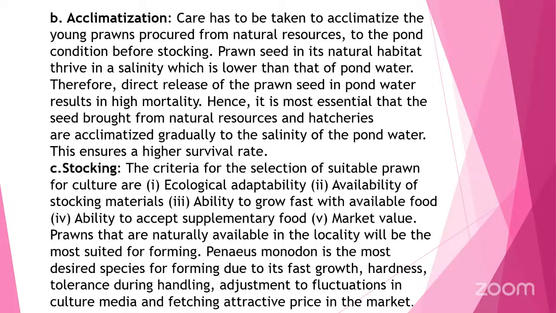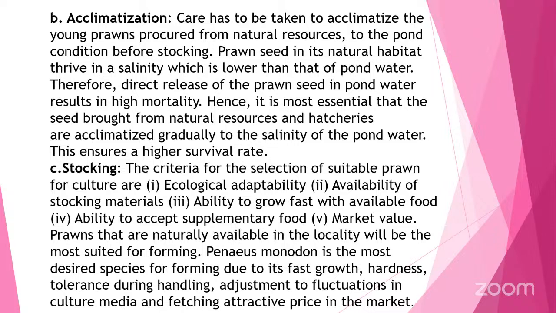Next is acclimatization. Care has to be taken to acclimatize the young prawns procured from natural resources to the pond condition before stocking. Prawn seed in its natural habitat thrive in a salinity which is lower than that of pond water. Therefore, direct release of the prawn seed in pond water results in high mortality. Hence, it's most essential that the seed brought from natural resources and hatcheries are acclimatized gradually to the salinity of the pond water. This ensures a higher survival rate.